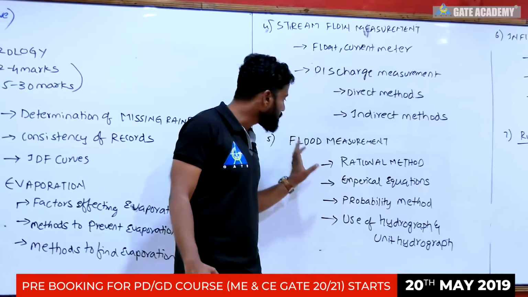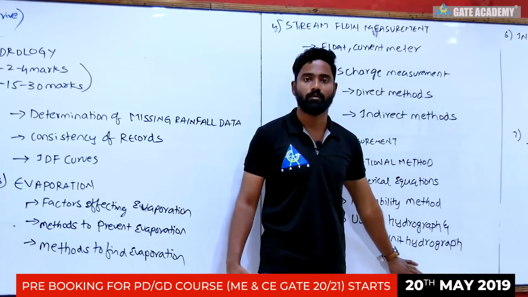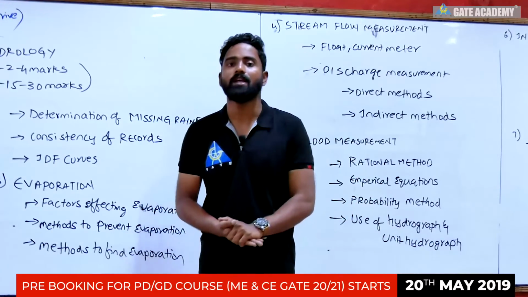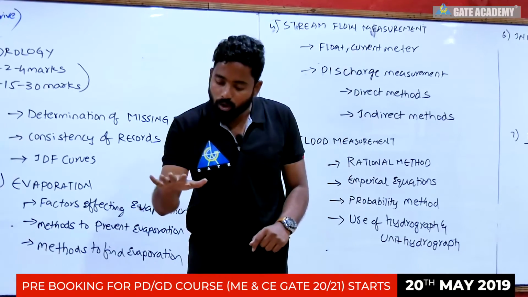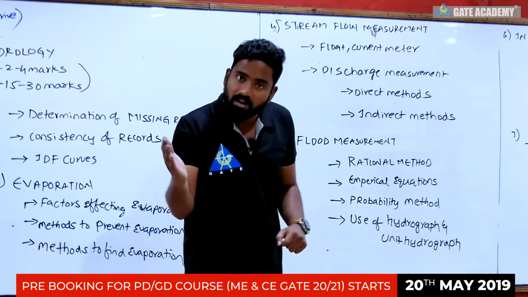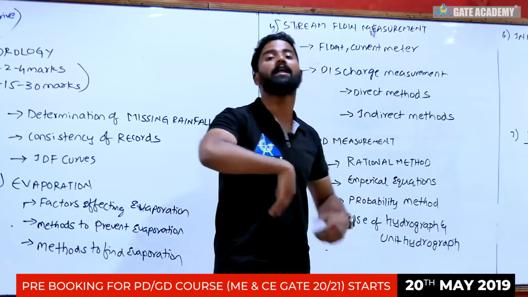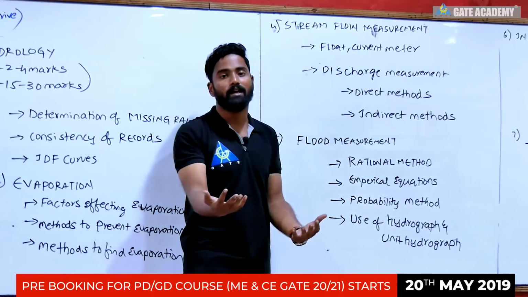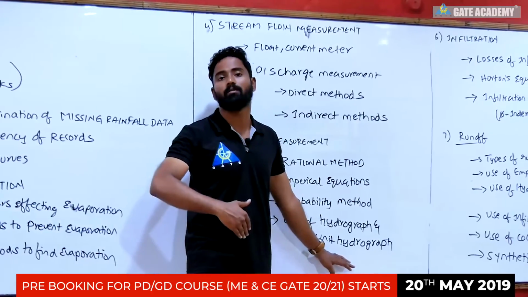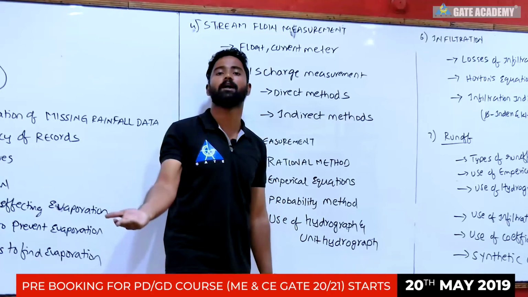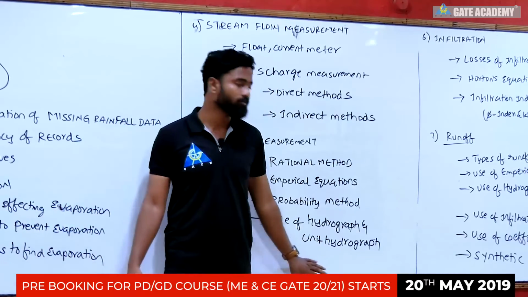And the other method of measuring the flood is the hydrograph and unit hydrograph. Hydrograph is the variation of discharge with respect to time. Discharge means water flowing on the land, that means runoff, right? So indirectly it is the variation of runoff with time. And for the unit hydrograph, what is the difference between direct runoff hydrograph, unit hydrograph, and flood hydrograph? Everything will be discussed in hydrograph and unit hydrograph.